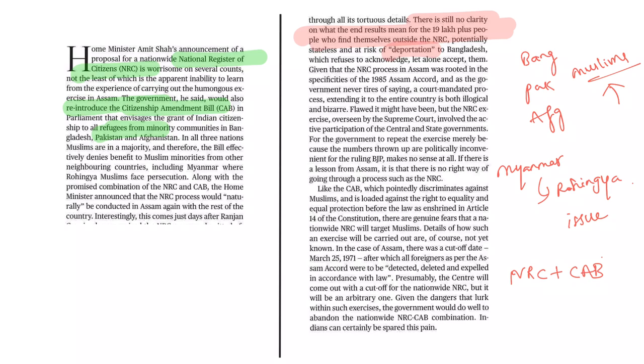And here the author is saying that with all these issues in hand, extending NRC to the whole country is illogical and also bizarre. Not only with NRC, but we also have issues with the Citizenship Amendment Bill, which pointedly discriminates against Muslims, and this is against the right to equality and equal protection before law, that is Article 14 of the Constitution. So there is also a genuine fear that it will target the Muslims. With all these constraints, bringing the NRC and CAB combination is not good for the nation.